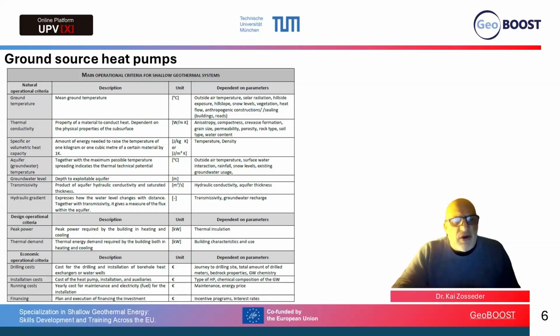We will talk about them later on in a little more detail, but just to give you a rough overview. We also have some design operational criteria. So what is the heat demand of a house? This is also what you need for the planning, and also what is the peak power. These parameters also depend on the building characteristics. Is it insulated or not? This must be assessed before we start to plan a geothermal heat pump.